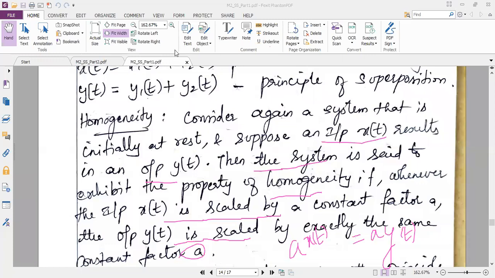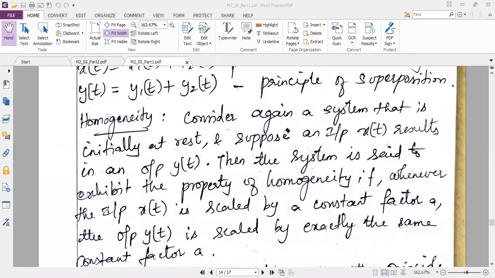It is not always necessary that a is a whole number. It can be 1 by 5 also. It can be a fraction also. If x of t is scaled by 1 by 5, my output y of t should also be scaled by 1 by 5. So this is the meaning of homogeneity. The definitions, everything, you can write later from the notes. So you can leave the appropriate pages for writing this.